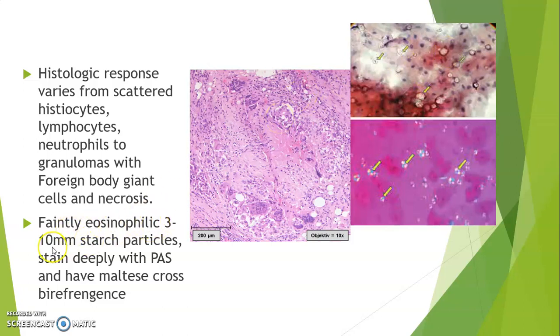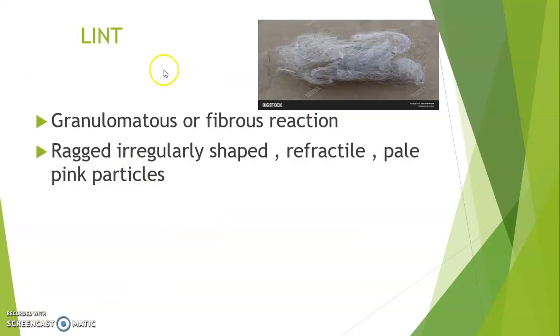Faintly eosinophilic 3 to 10 mm starch particles stain deeply with PAS and have Maltese cross birefringence. Lint is commonly used in surgical procedures. It will also lead to granulomatous or fibrous reaction.